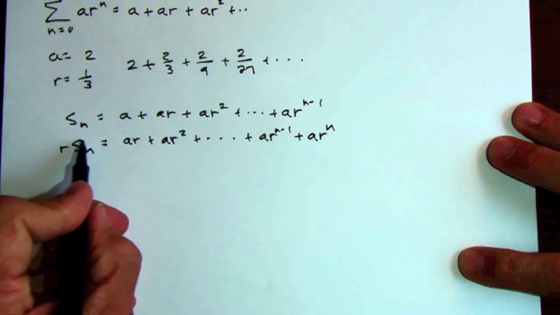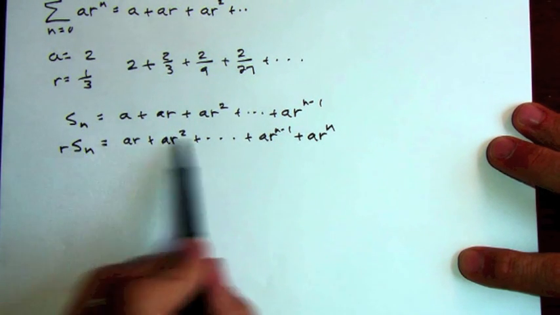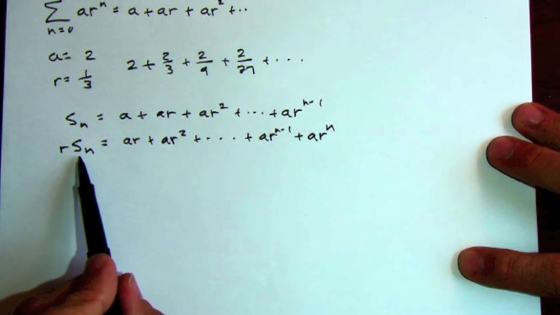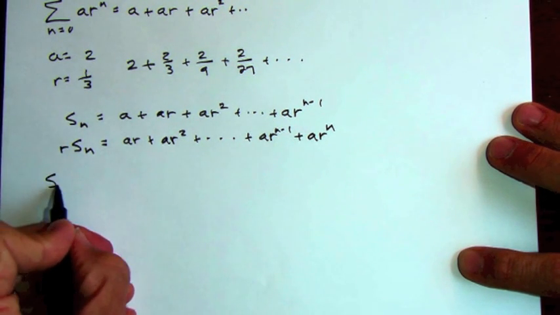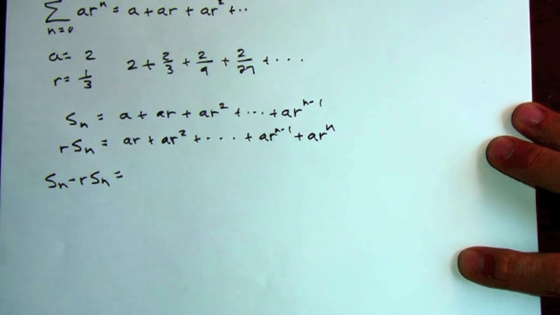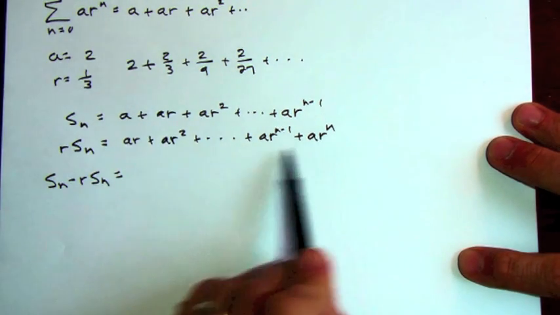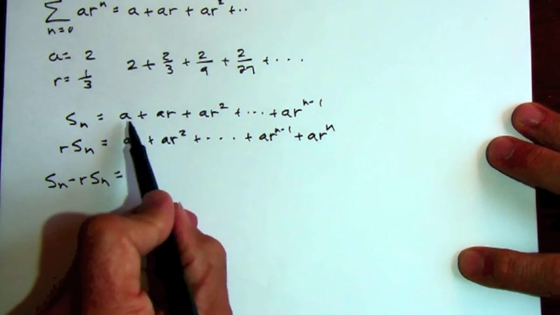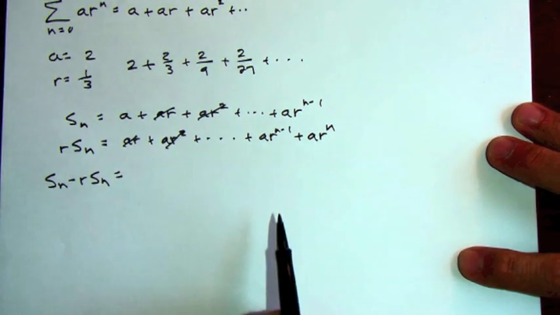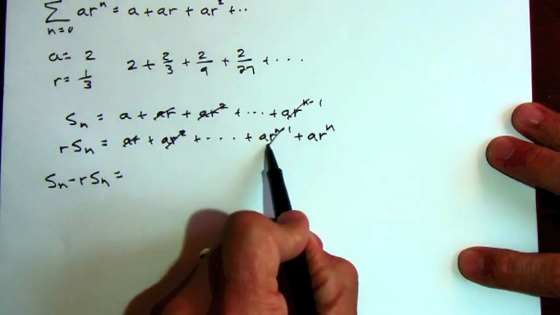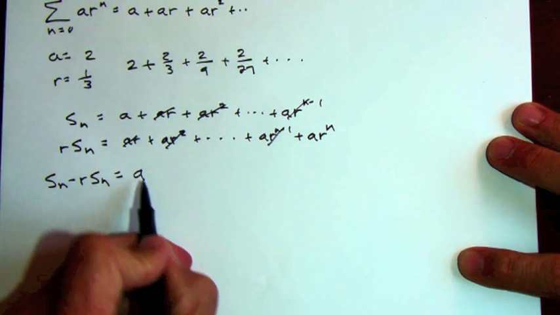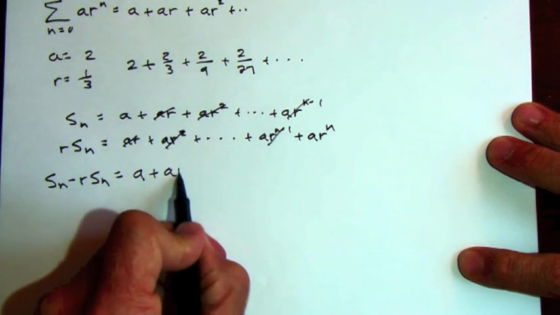What we're going to do is subtract this equation from this equation. We know we have two things that are equal. We can subtract basically r Sn from Sn. And the reason we're going to do the subtraction is it really simplifies what's going on over here. Because notice, this has an ar, this has an ar, this has an ar squared, this has an ar squared. This cancels, this cancels. All the terms in between cancel.